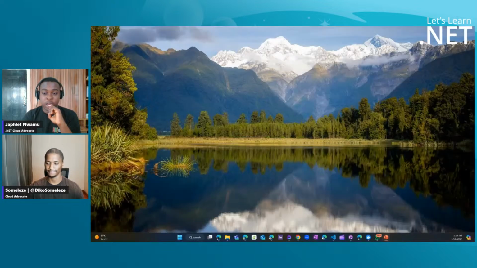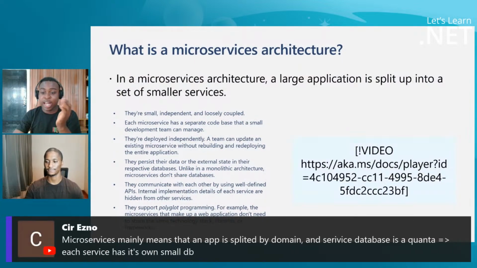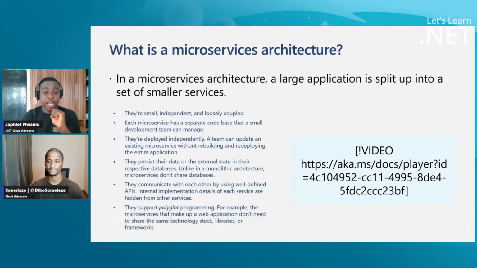And I'll just go over some comments that have been shared by CR Enzo. The first says microservices mainly means that an app is split by domain and service database, where each service is a quanta. I don't know the meaning of that, but each service has its own small database. Yes, exactly. So instead of everything using the same database, where when somebody needs to make changes it affects the entire database, it can be split into different parts.